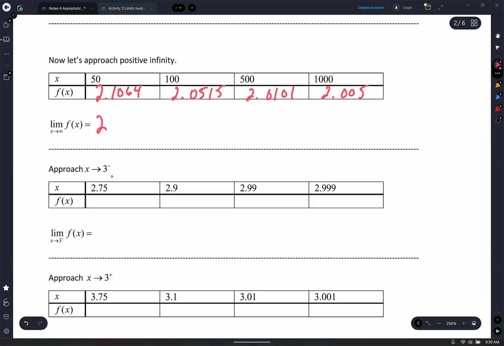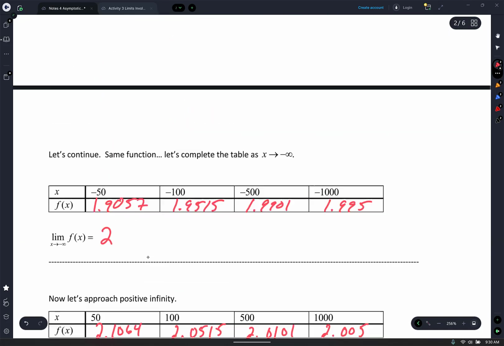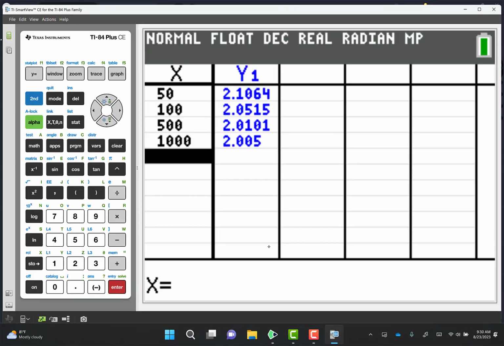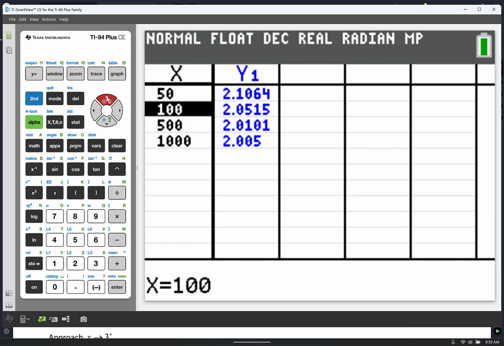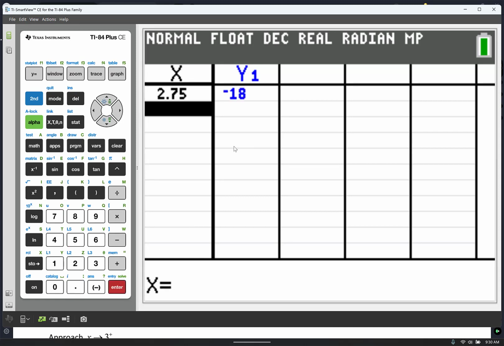Look, as we approach 3 from the left-hand side, I'm going to be approaching negative infinity. You guys see that? So that's what's going to be happening. So let's approach 3 from the left-hand side using these numbers. I'm going to push delete. So what did I use first? 2.75. 2.75, push enter, and I get negative 18. What do I use next after that?